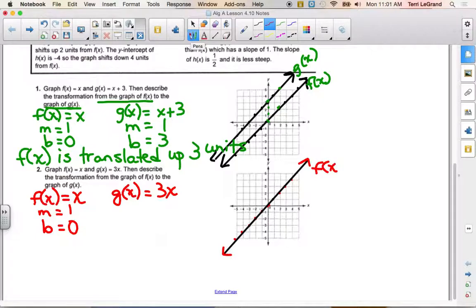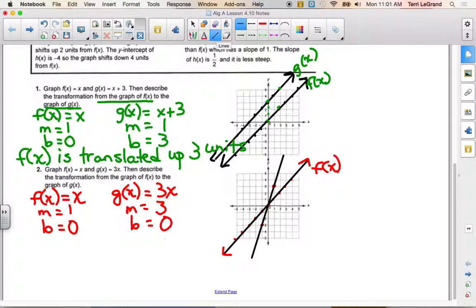This is our f of x, this one. Okay. G of x. What's its slope? 3. What's its y-intercept? 0. Okay, so its y-intercept starts at the same place, but it has a different slope. So we start at 0, 0, and we go up 3 and what? Right 1. Or we can go down 3 and left 1. Okay, and we draw our line through those points.